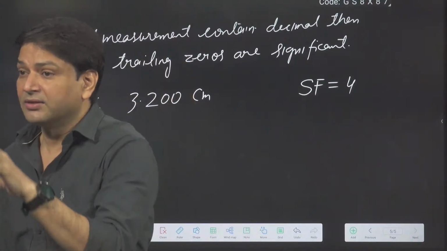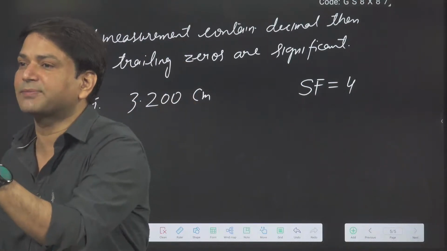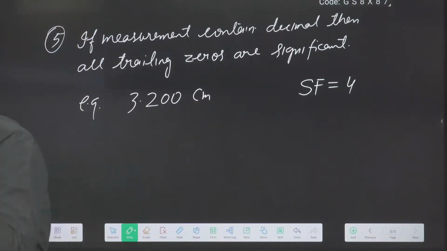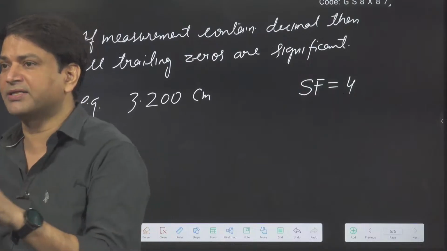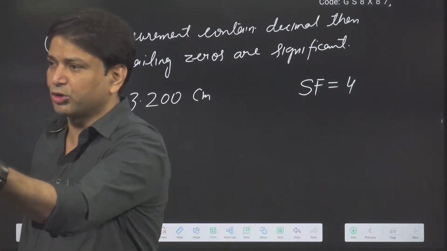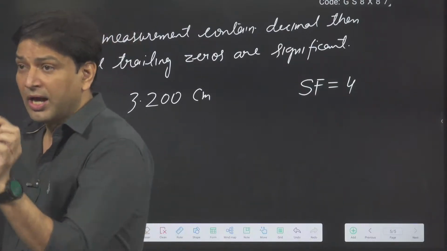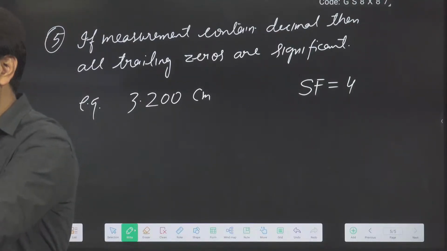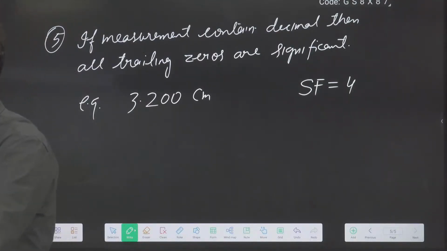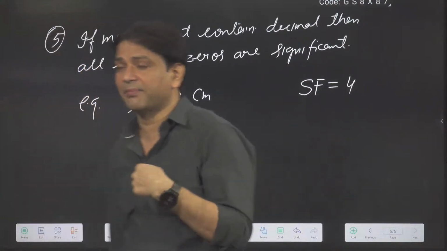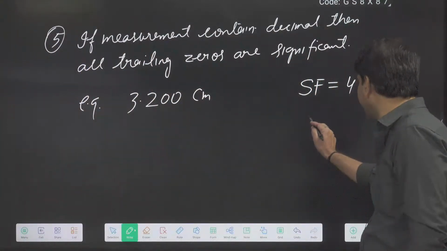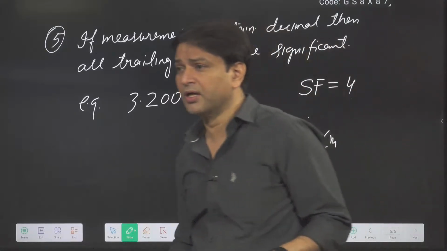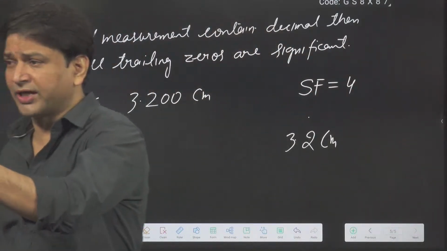What I said is, with significant figures we are dealing with experimental data. If I am sending you the length 3.200 centimeter, by this data you will get to know that I measured this length using a screw gauge. If I am sending 3.2 centimeter, by this data you will get to know it is 3.2 centimeter.